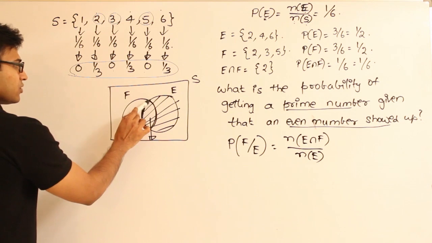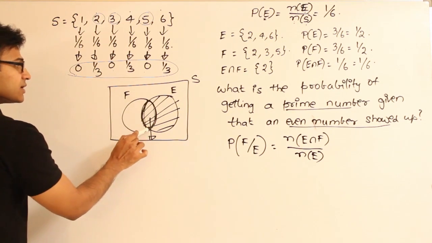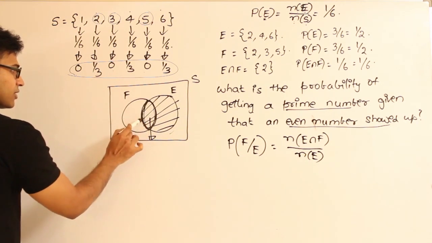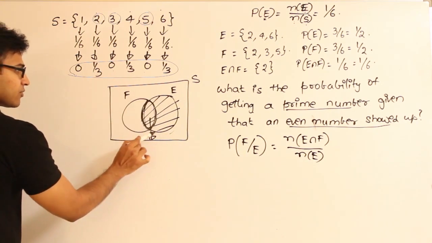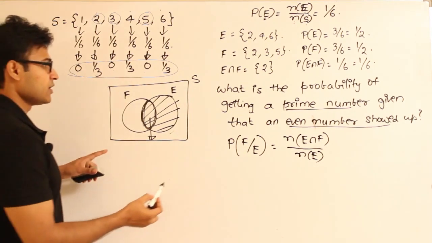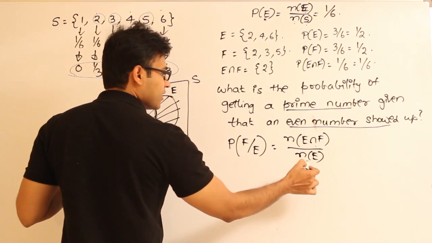So what is it? We count the number of elements in this, in the case of discrete elements, and then we count the number of elements in this. Now the number of elements in this part divided by the total number of elements in this part is going to give us the required probability, which is nothing but n of E intersection F divided by n of E.